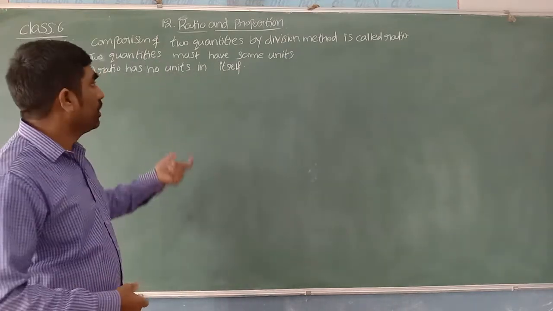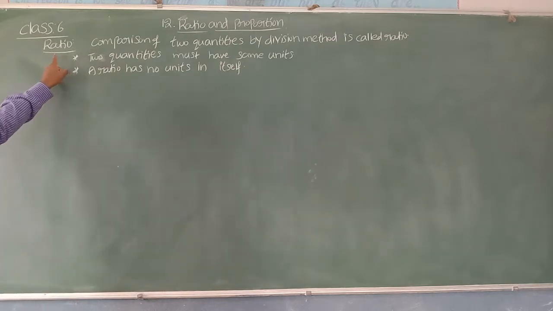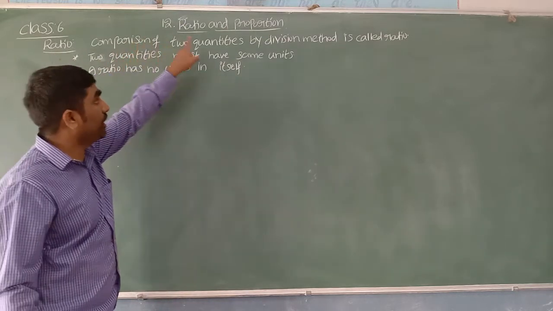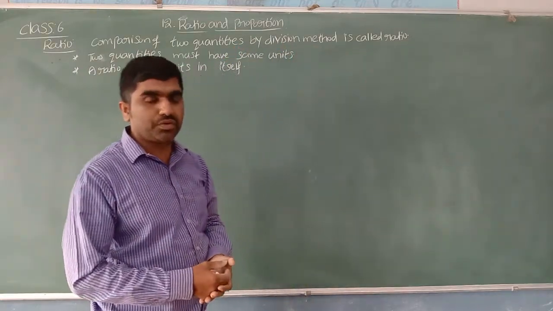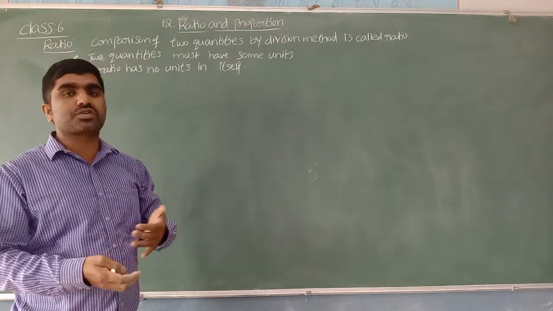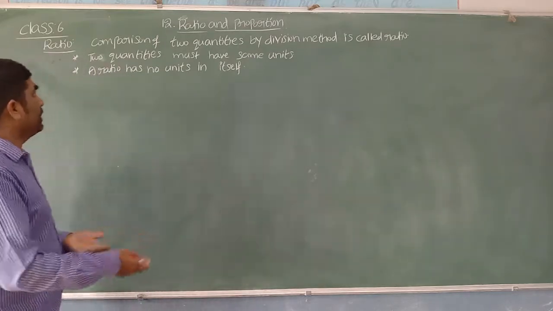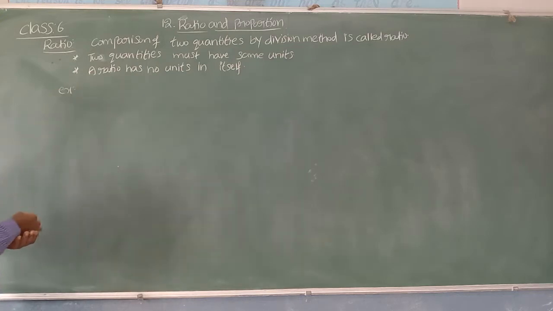So let us start with ratio. What is meant by ratio? Ratio is nothing but the comparison of two quantities by the division method. So when you compare two quantities by the division method, it is called ratio. Let's see one example of how we can compare quantities by the division method.